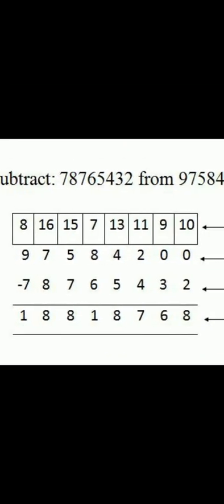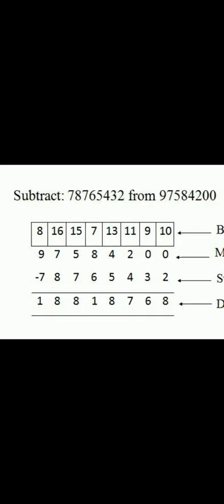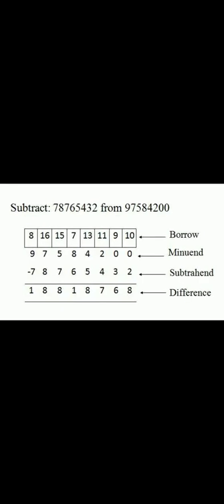So the result is 1,88,18,768. Now, I would like to tell you that in subtraction, the bigger number is called the minuend, or the number from which we are subtracting is called the minuend, and the smaller number is called the subtrahend. And the result is called the difference.